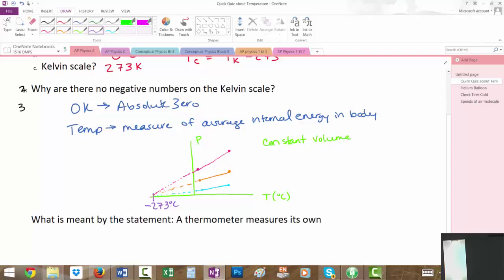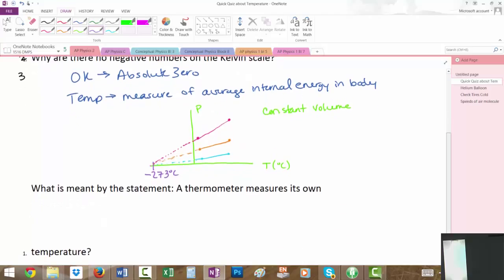Let's talk about that in terms of this last question. This last question said, except that I kind of broke it up into pieces here, what is meant by the statement, a thermometer measures its own temperature? What does that mean? A thermometer measures its own temperature. Go. It means when you put the thermometer in a substance, the temperatures equalize. It doesn't matter, it measures its own temperature, it is the same temperature.